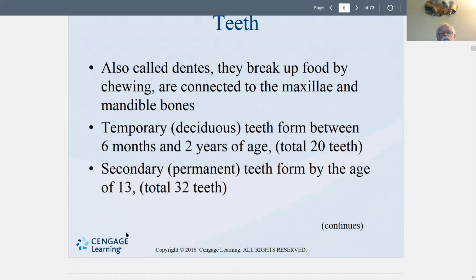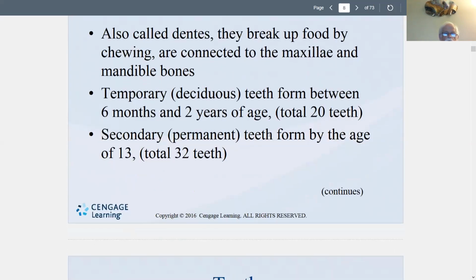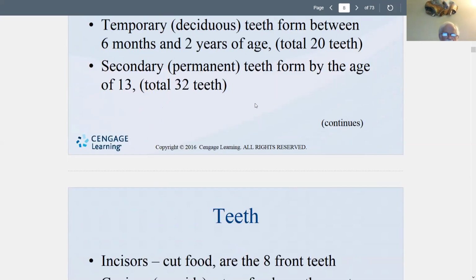Temporary teeth form at about 6 months and are usually replaced by permanent teeth by 2 years. Gradually, we lose those temporary teeth. We call those baby teeth, and there are just a few of those, relatively speaking, 20. The permanent teeth form by the time we get to our teenage years, and we have a total of 32 in a mouth that has all its teeth.